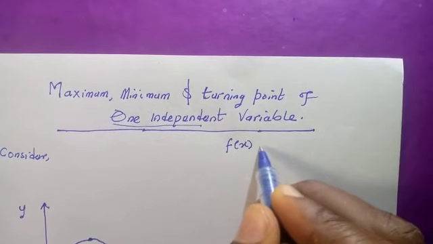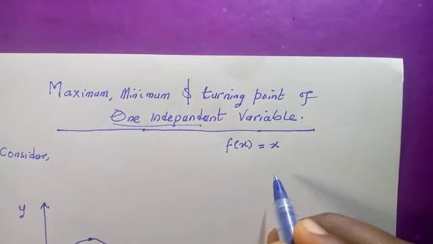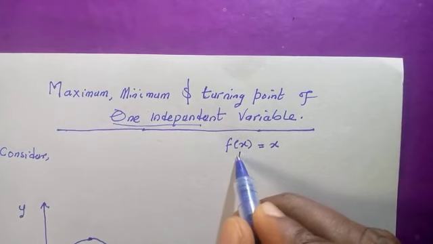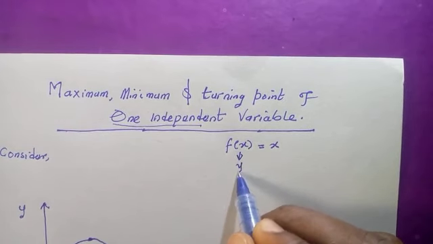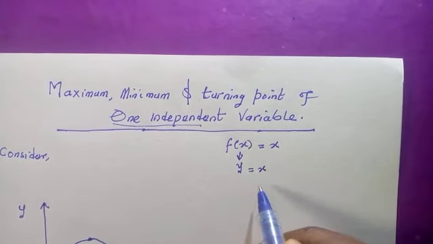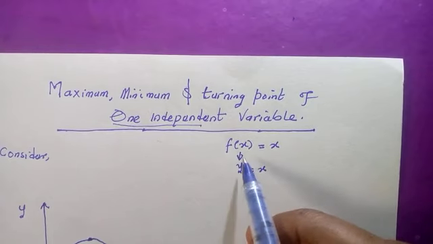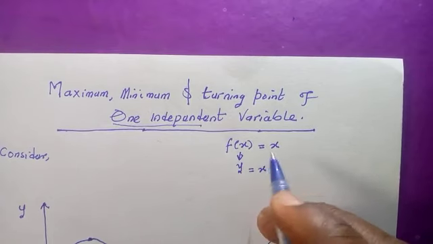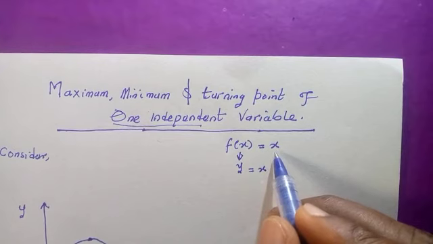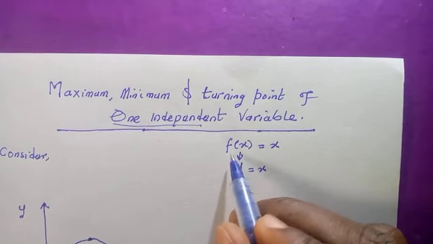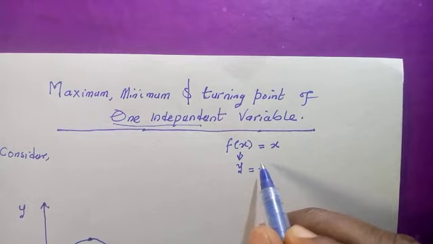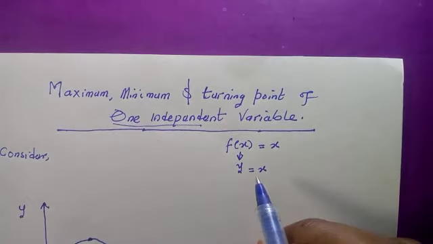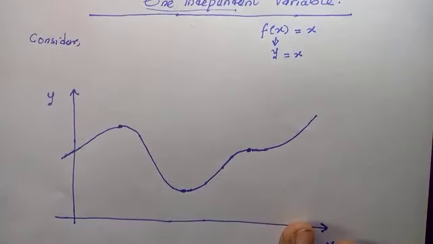Suppose we have f of x equals x. This is an example of one independent variable. As this f of x can still be y equals x, we know that the x here is the independent and f of x is the dependent. Anything we plug into the function is our independent. So therefore the y, which is also f of x, is dependent and x is independent.